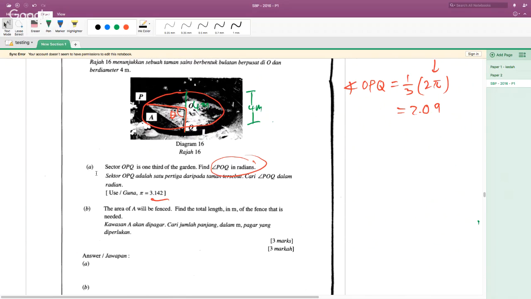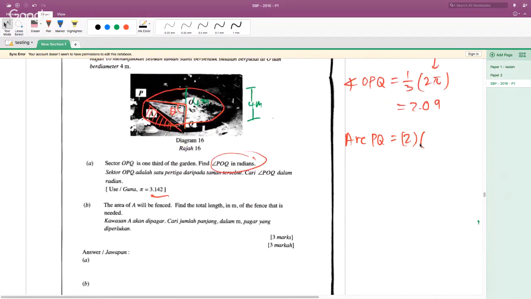Oh, I thought A actually is the whole sector. Okay, thanks for that. Now I see that A actually is a segment, which means they ask for this part only, right? My bad. So just now we found the arc PQ, S equals r theta. r is 2, theta is basically 2 point.